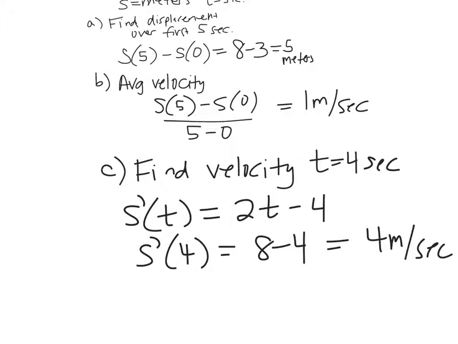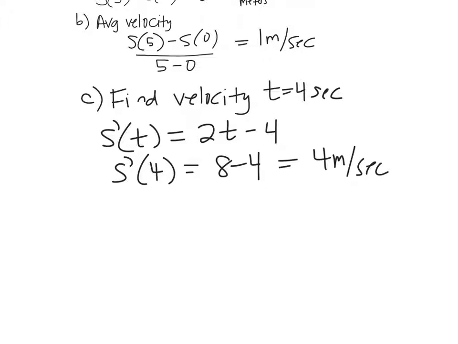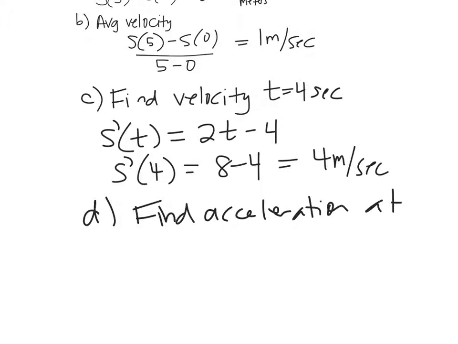So it was going 4 meters per second. It was speeding up, huh? It's going pretty fast. Your average was 1 meter per second, and at t equals 4, it was going 4 meters per second, so it started off pretty slow. All right, now let's find the acceleration at t equals 4.